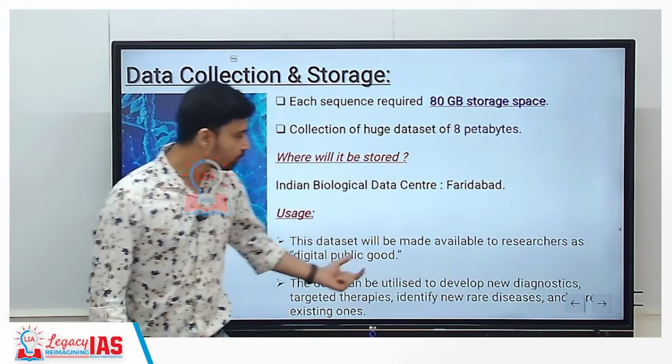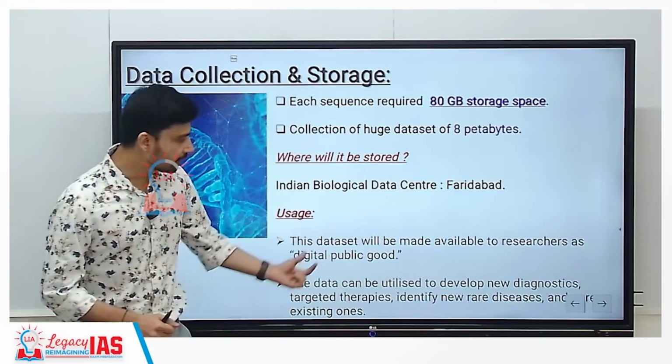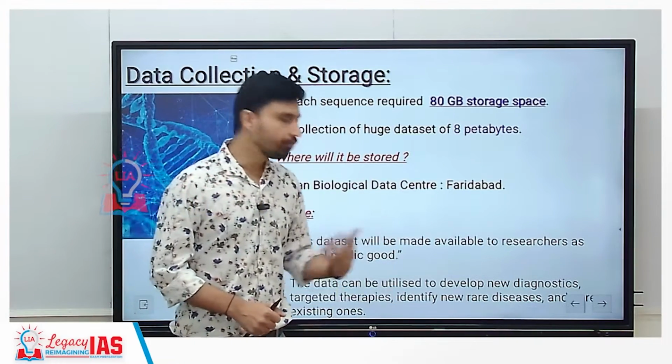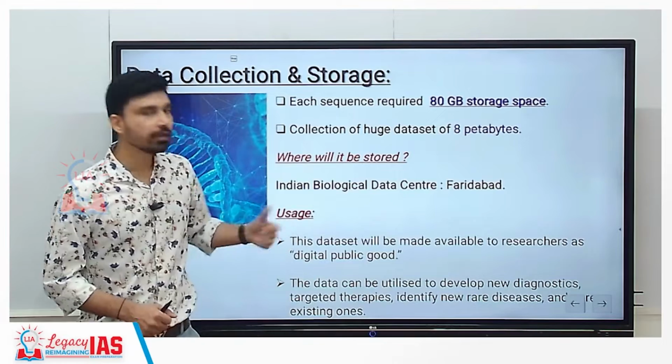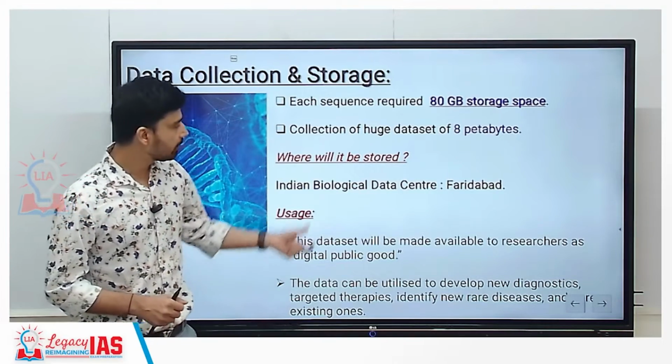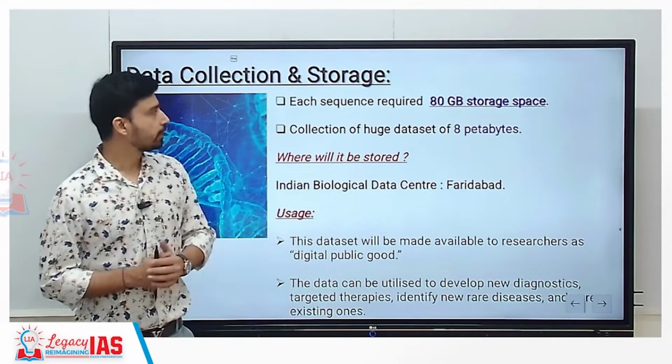This data can be utilized to develop new diagnostics, targeted therapies, and the identification of new rare diseases, and the understanding of the existing ones will also be helped by this particular data collection.